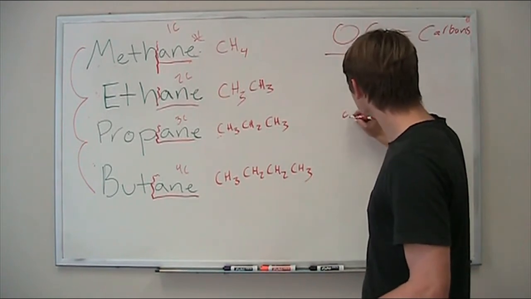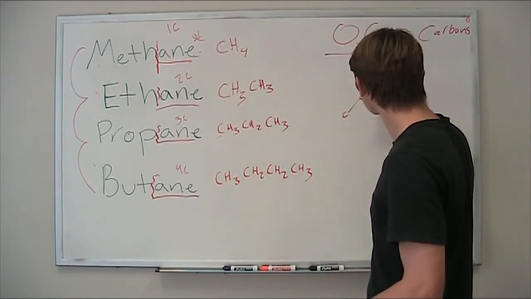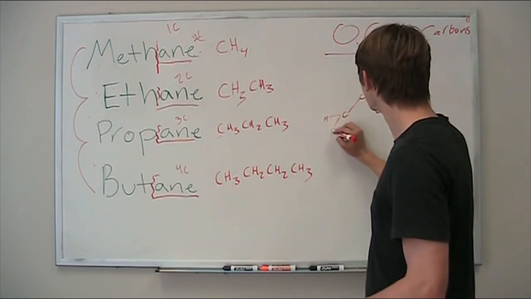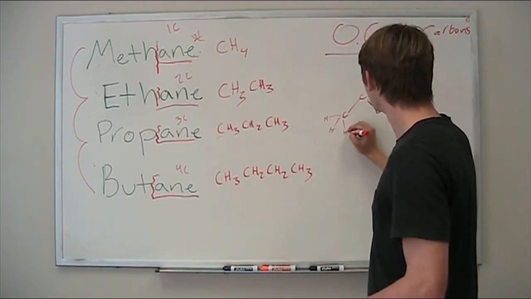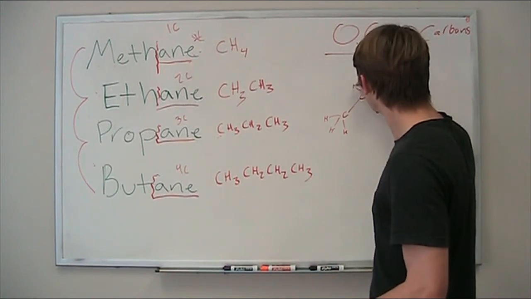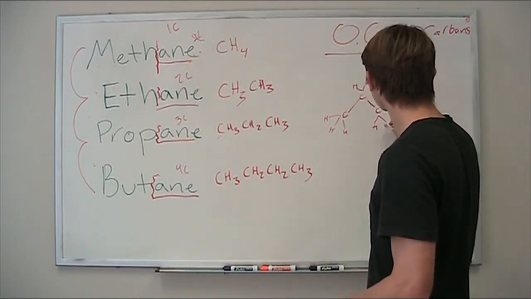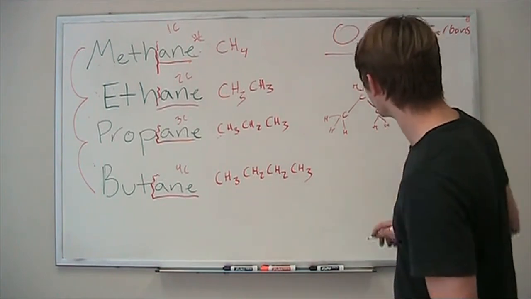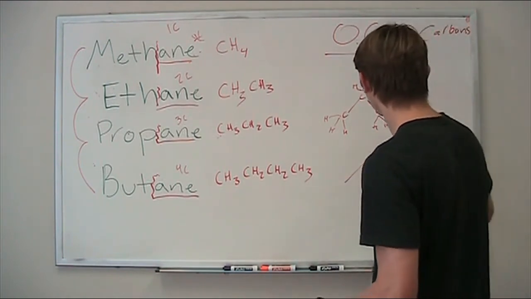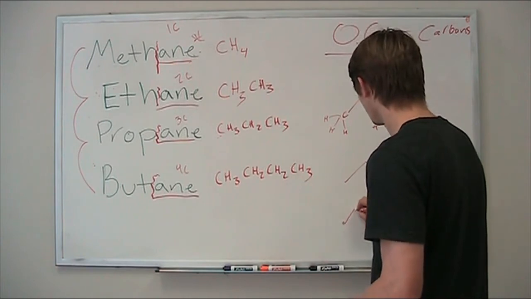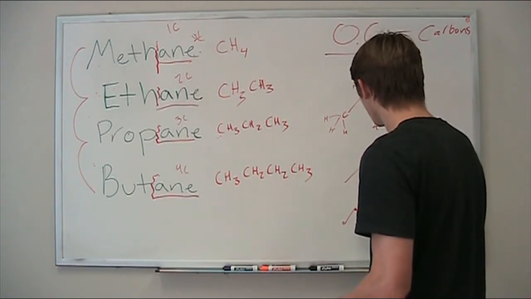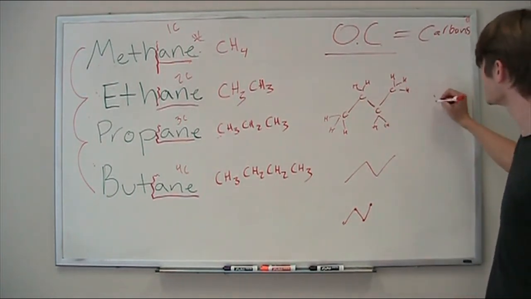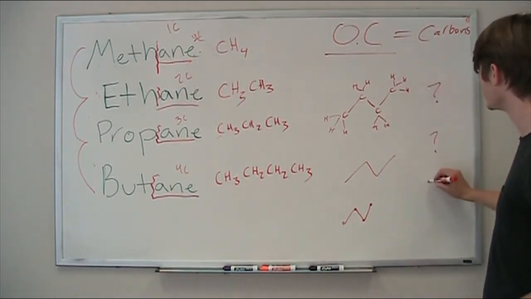So you have this one here. These are all hydrogens I'm adding. You have down there, you have this one, and then you have these 3. Which one is the correct way of writing butane?